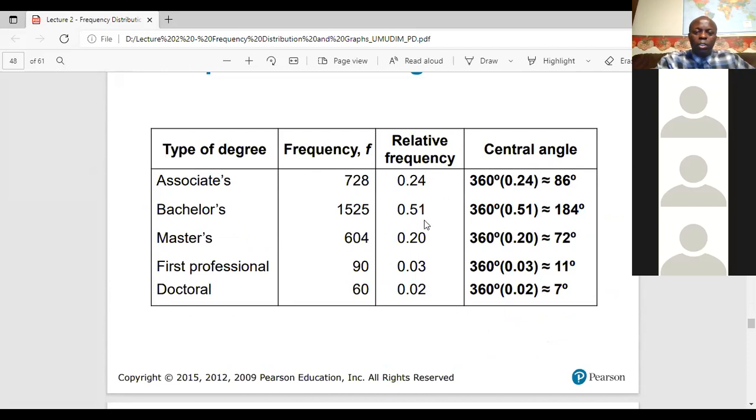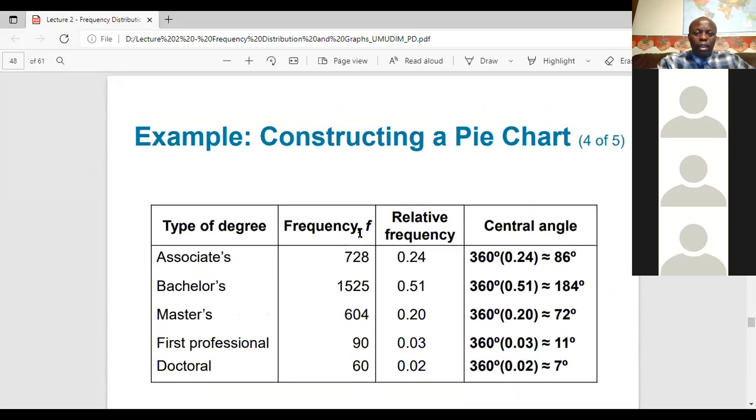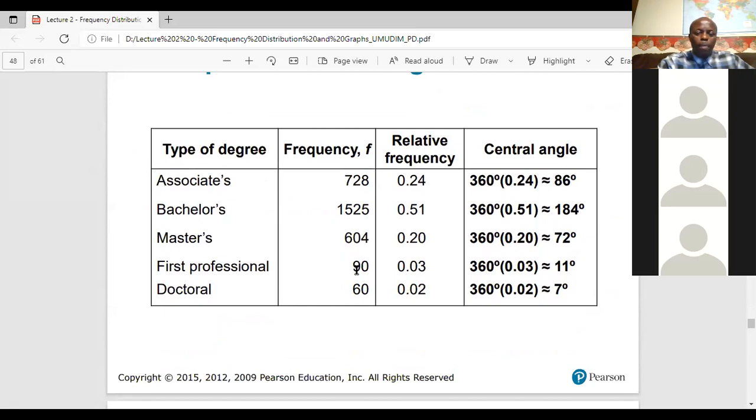So now let me show you how the numbers are gotten. Let me write it down so we can get the total. I have 728, 1525, 604, 90, and 60. Make sure I have all these right: 728, 1525, 604, 90, and 60. So we add all these to get the total. From then we can get the rest.